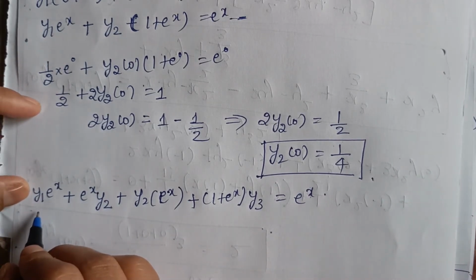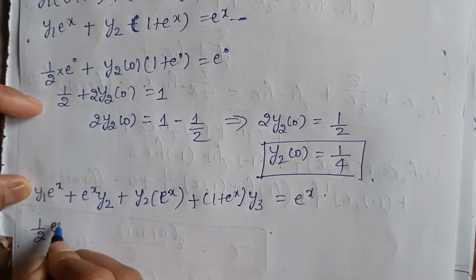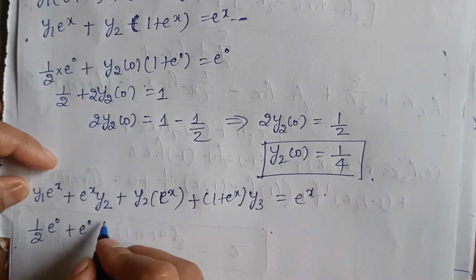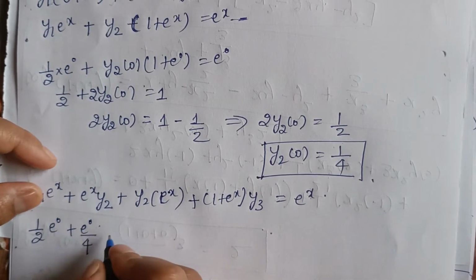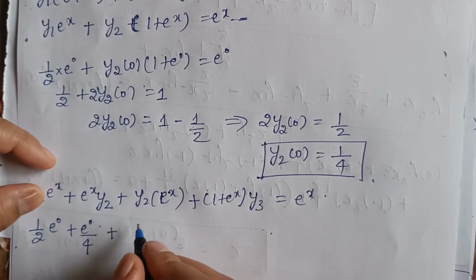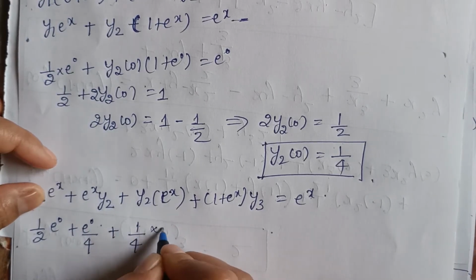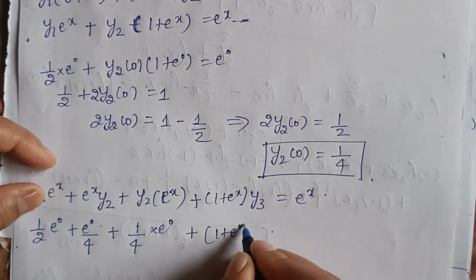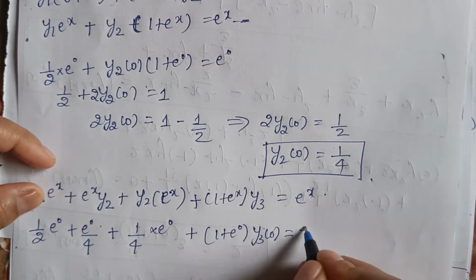y1 of 0 is 1 by 2, e power 0, plus e power 0, y2 of 0 is 1 by 4. So I'll just write it like this. Plus y2 of 0, which is 1 by 4, into e power 0, plus 1 plus e power 0 times y3 of 0, and this is e power 0.